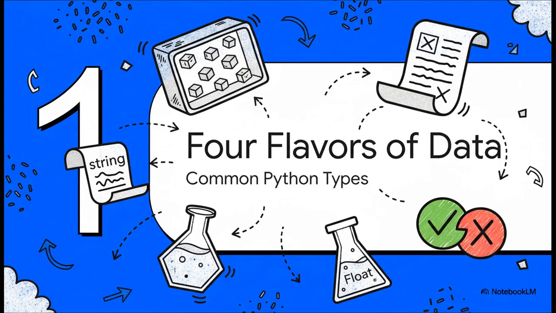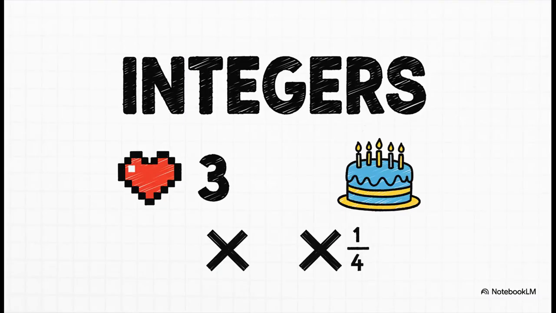Okay, so we have these boxes, but what kind of stuff can we actually put in them? Well, data comes in a few different flavors, so to speak. Let's go over the 4 main types you're going to see all the time in Python. First up, we've got integers. And this is super simple. It's just a whole number. No decimals, no fractions, none of that.